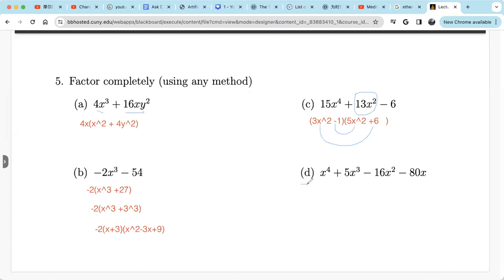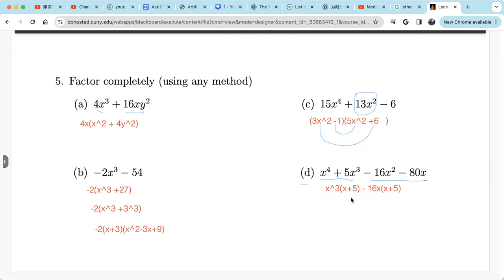Well, let's see D. We want to group them 2 by 2 because we have 4 terms. Let's group these two, and group these two. So we factor the common factors from each group. In the first group, the common factor is x cubed. We want to factor out the greatest common factor. We have x plus 5 inside the parentheses. In the second one, we want to factor out negative 16x, because 5 times 16x gives us 80x.